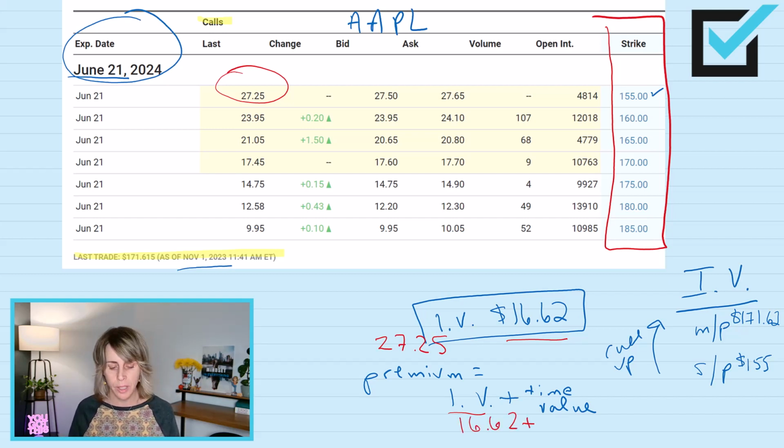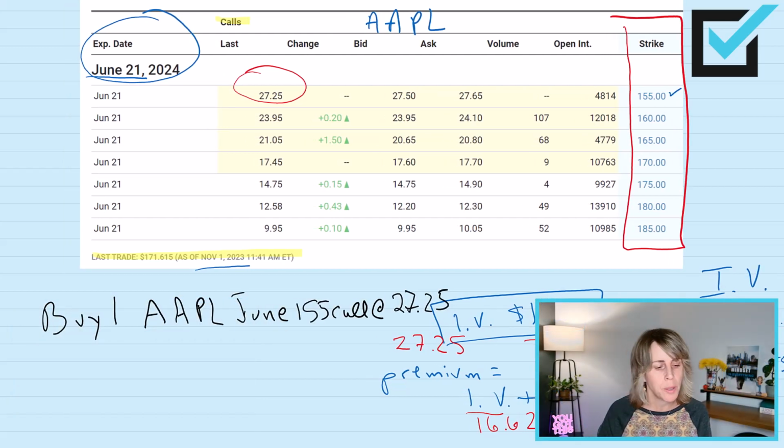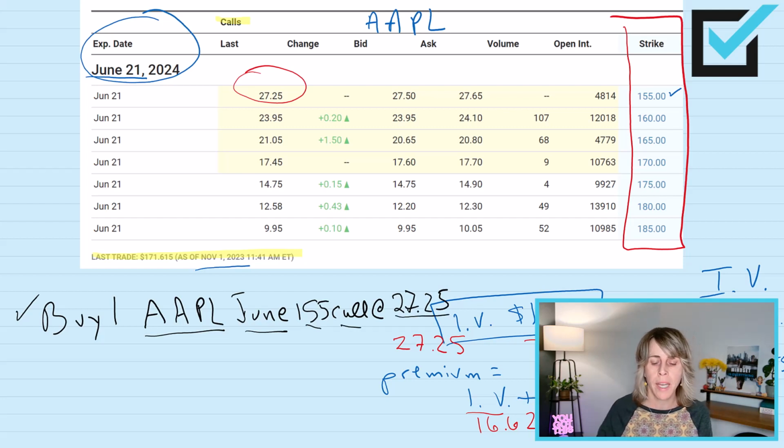$16.62, leaves us with, gotta check it on my calculator because you know math, 27.25 minus 16.62 equals time value of $10.63. So the premium is comprised of intrinsic value, if any, which there is in this options contract, plus time value. So let's say that you decided to buy one Apple June 155 call at 27.25.